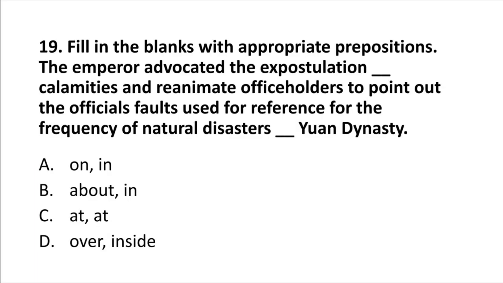MCQ number 19. Fill in the blanks with the appropriate preposition. The emperor advocated the expostulation of calamities and encouraged office holders to point out the official's fault, used for reference for the frequency of natural disasters in the Yuan dynasty. Option A, on, in. Option B, about, in. Option C, at. Option D, over, inside. And the correct preposition is option B, about for the first blank and in for the second blank.